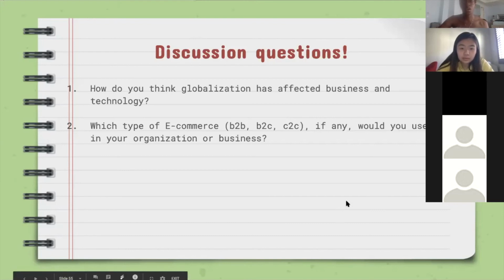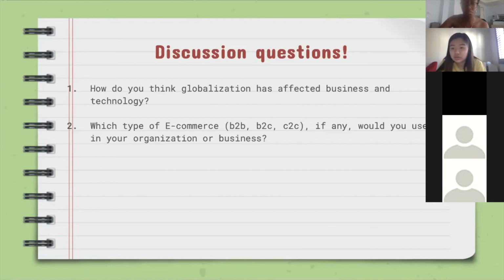Fundraising. It depends on the type. I guess B2C. It could be C2C as well. Yeah, that's true. It depends on whether your fundraising is for an actual organization or if you're just selling it to your friends or something.